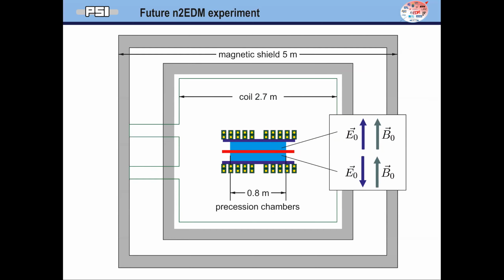The experiment is much larger than our old one, and because we can measure both things at the same time, it gives us a lot of advantages to suppress systematic errors.